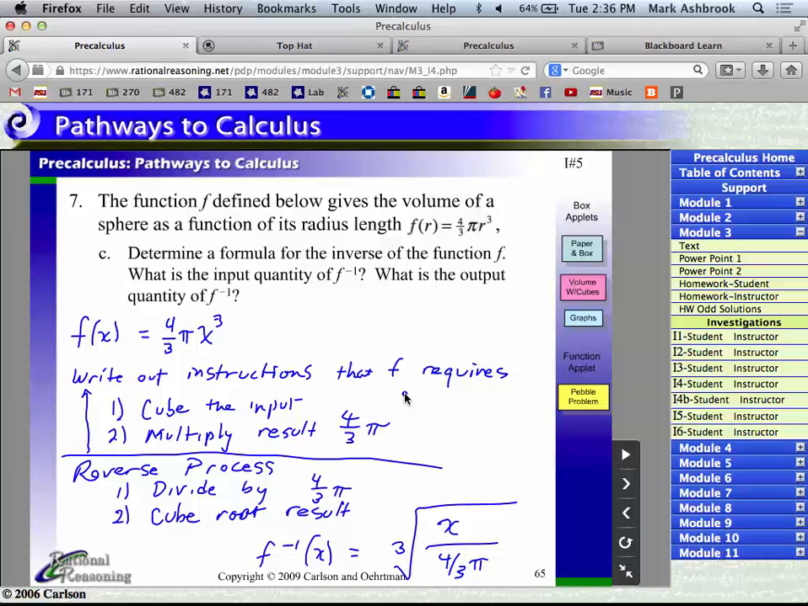How many steps do you have in the original instructions? You should have 3 this time. There's 3 things that you do this time. So therefore, when you turn it back the other way, you'll have 3 steps to undo it.